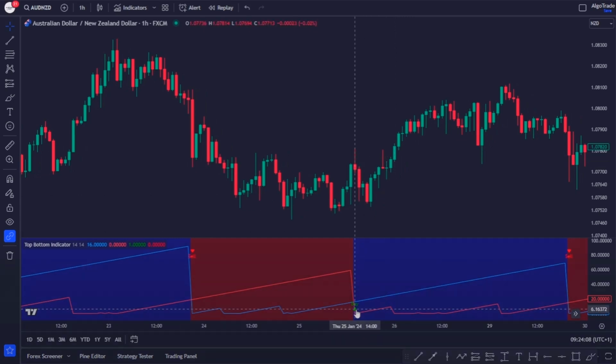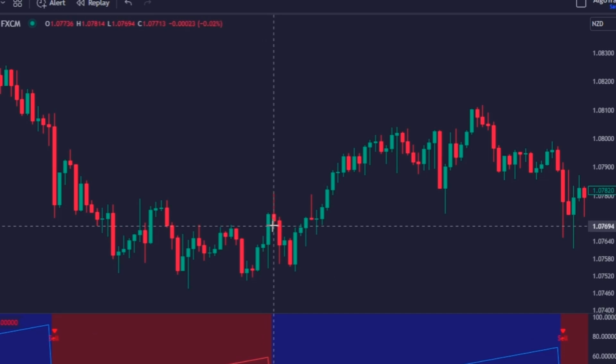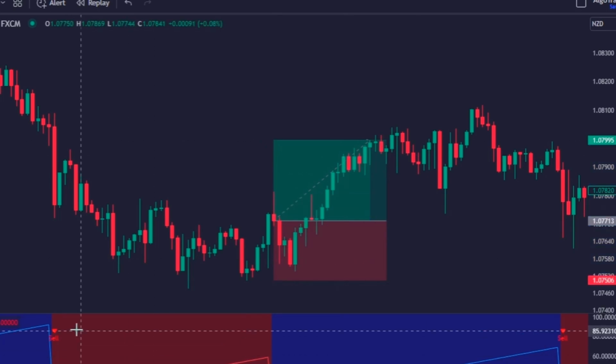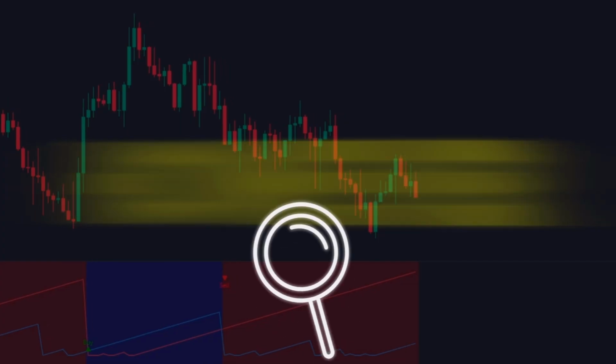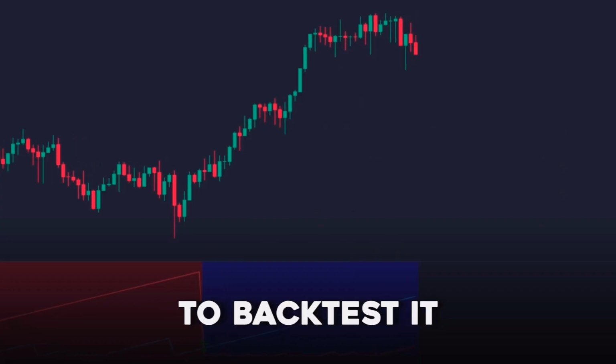And as you may have already noticed, it is very easy to use the top-bottom indicator, as it displays on the chart the moments in which we should buy or sell an asset. However, to discover if this indicator is really profitable or not, we will need to backtest it.